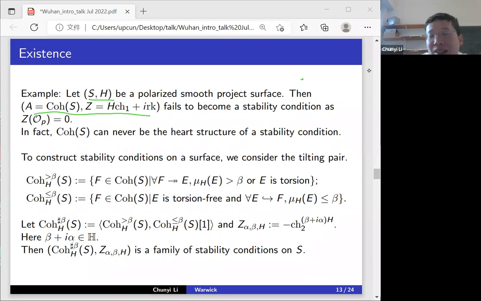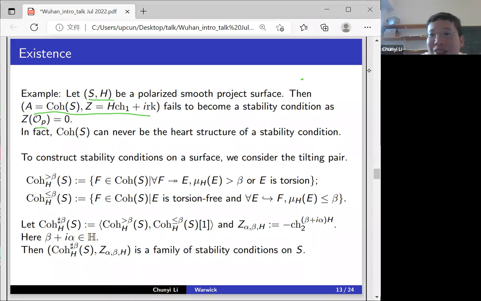The problem is that it maps the so-called skyscraper sheaf to 0. You can take the standard shift of any complex by one. OP has chain 1, both chain 1 rank 0, chain 2 rank 1. So it's mapped to 0 by this classical slope function, so it cannot be a stability function.